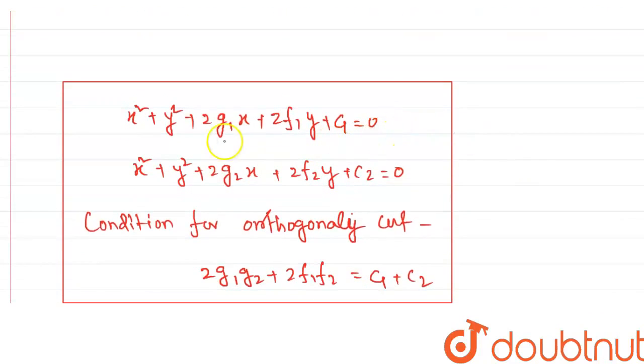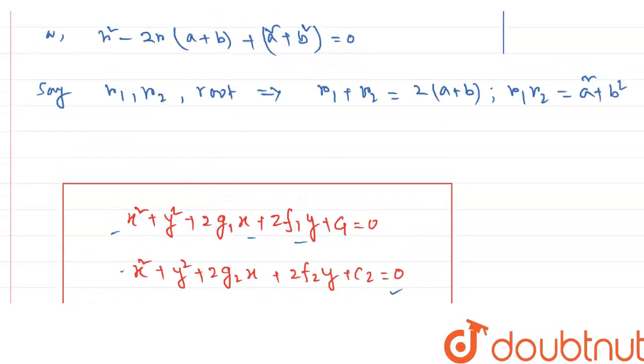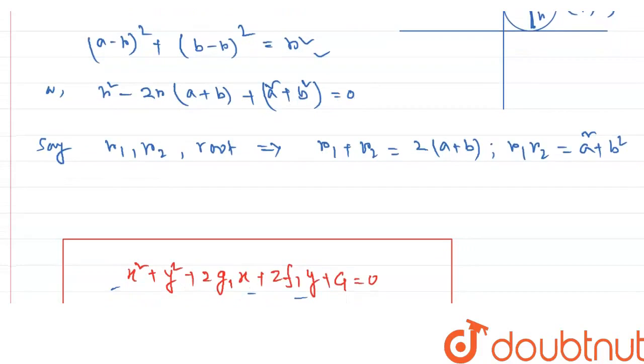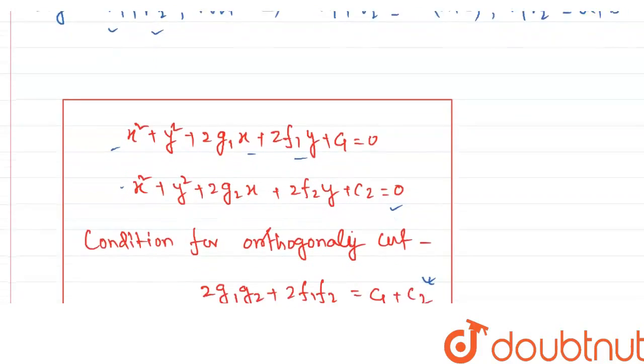Now we know a formula. If the two circles are x square plus y square plus 2g1x plus 2f1y plus c1 equals 0, and x square plus y square plus 2g2x plus 2f2y plus c2 equals 0, and they cut orthogonally, then the condition is 2g1g2 plus 2f1f2 equals c1 plus c2. So using this formula, we consider the two circles whose radii are r1 and r2. The centers of the circles are (r1, r1) and (r2, r2).